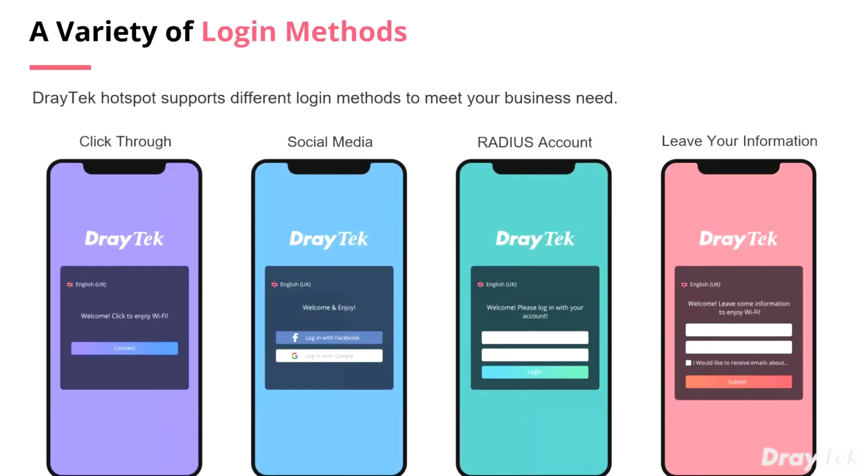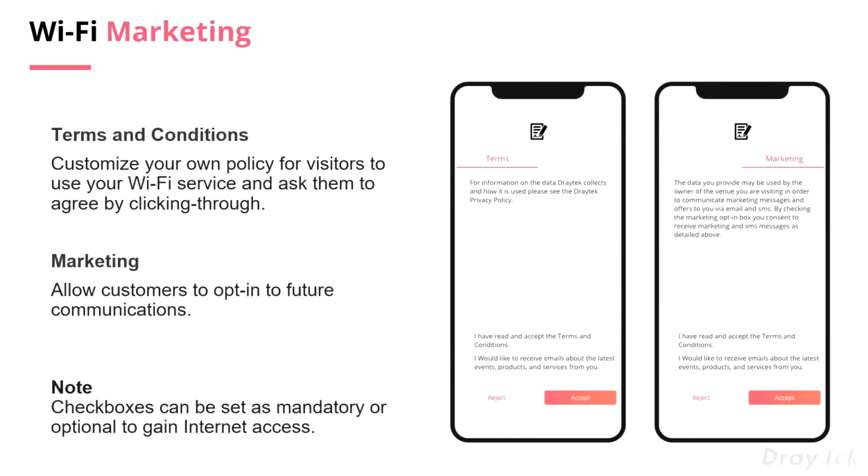and the client is then granted internet access. There's a variety of login methods available in the Hotspot portal. So you've got different click methods here, click through, social media, where they're using their own social media accounts, and then a Radius where you create accounts directly, and also you've got an option to leave information with a chat box. So this is really helpful for marketing, allows people to opt into communications. The chat boxes can be set as mandatory or optional for gaining internet access. It's also good to have terms and conditions where they can click to read the terms and conditions in our Hotspot portal.